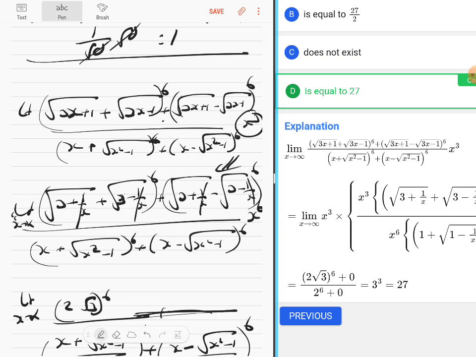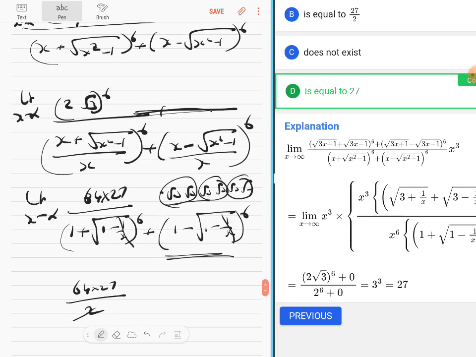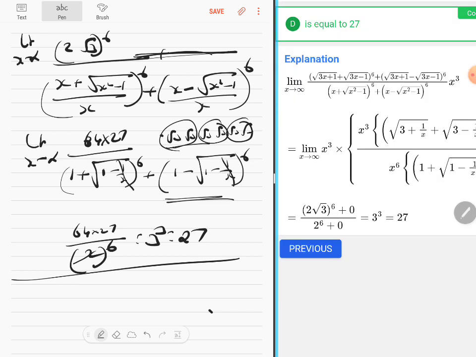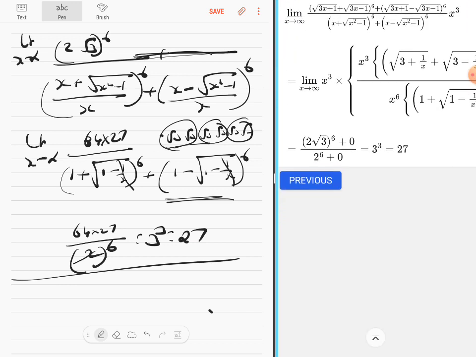Yeah, you have 2 root 3 whole to the power 6 by, you have 2 to the power 6. Oh, that's all. Okay, so then the answer is 3 root 3 to the power 3. Answer is 27. So hope you understood, everything is perfect. So let's go to the next question. Wait, how to go to the next question?